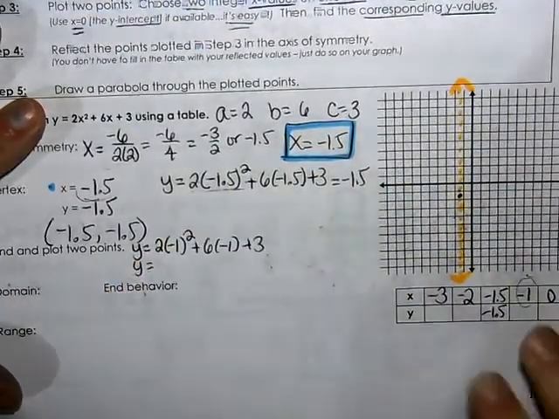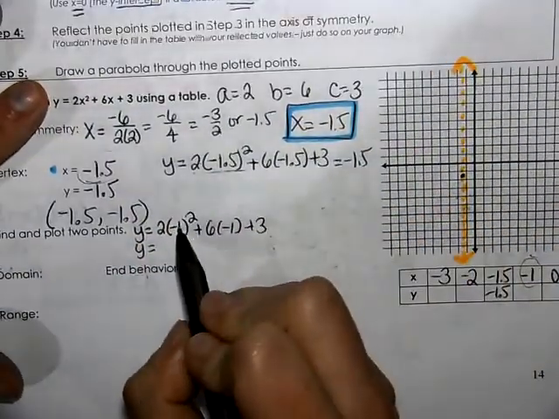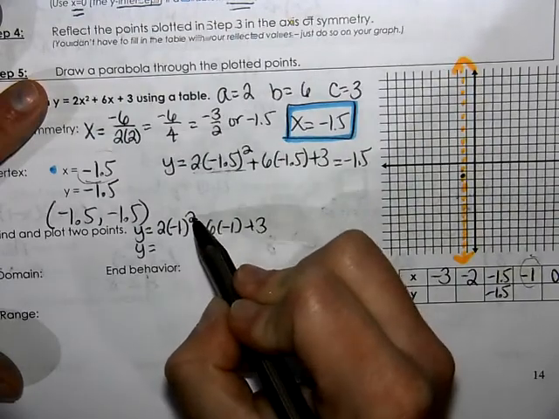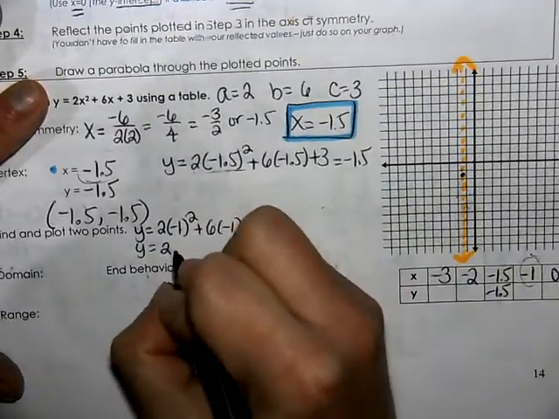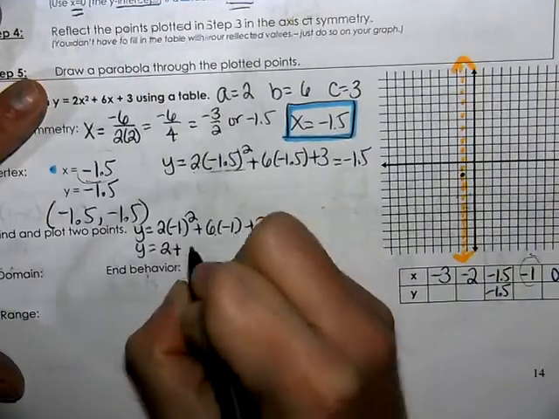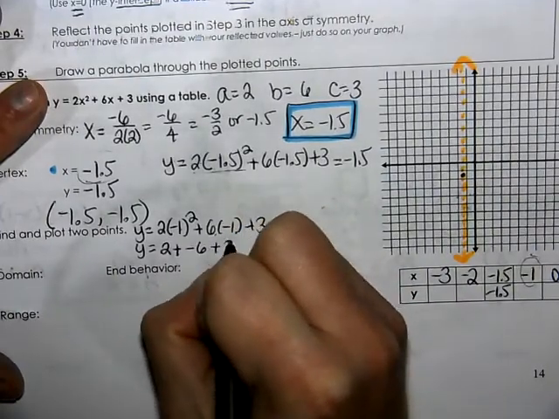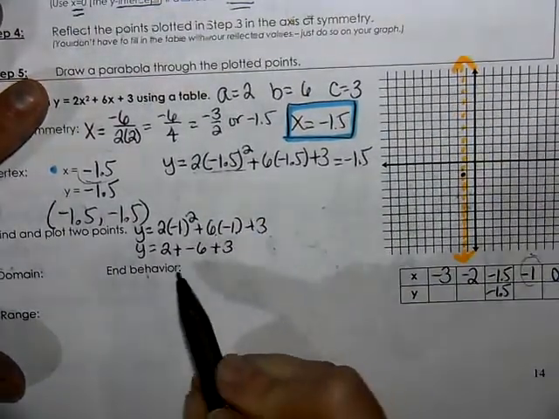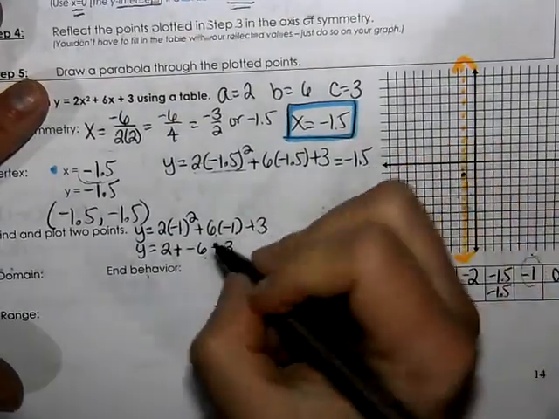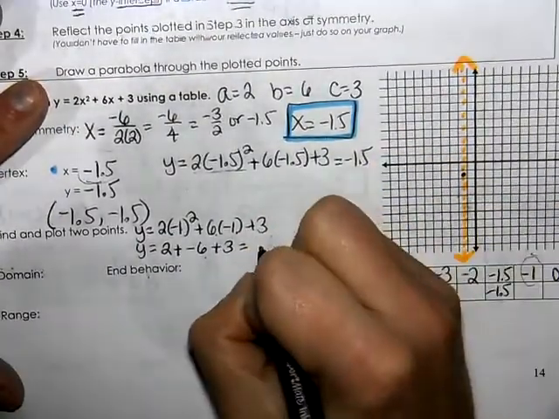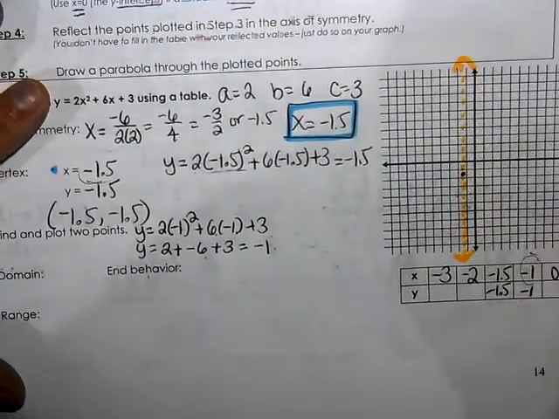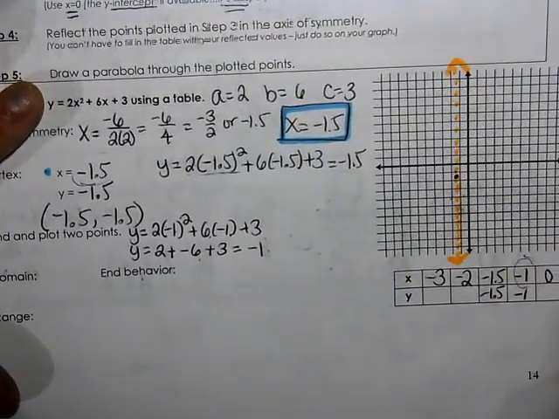If you want to do this without a calculator, this is what you do. Negative 1 squared is 1. 2 times 1 is 2. 6 times negative 1 is negative 6. And then I have a plus 3 at the end. 2 plus negative 6 is negative 4. Negative 4 plus 3 is negative 1. So I'm going to plot the ordered pair negative 1, 1.